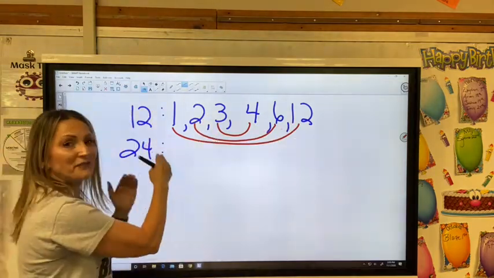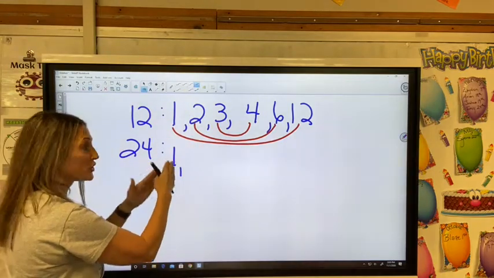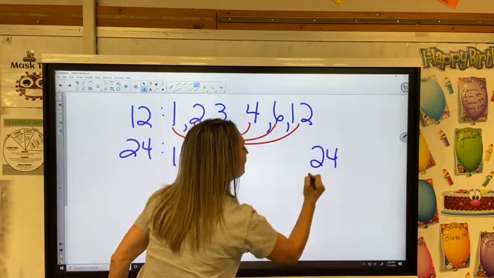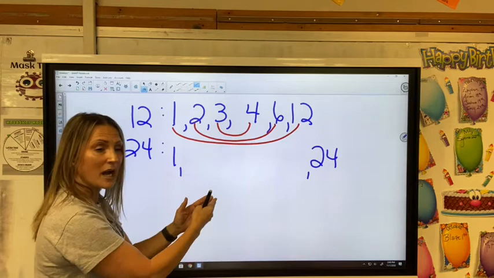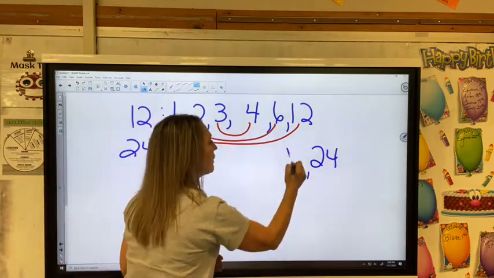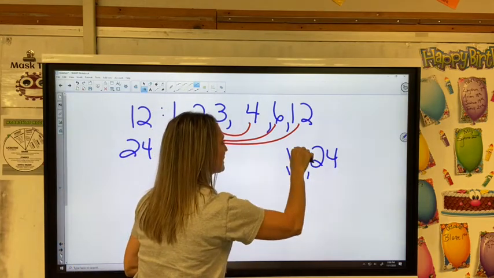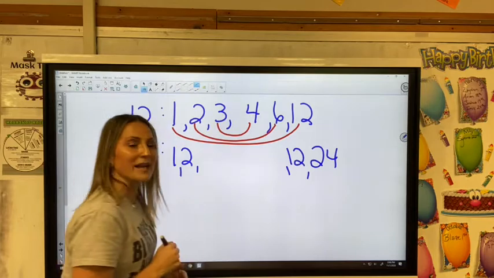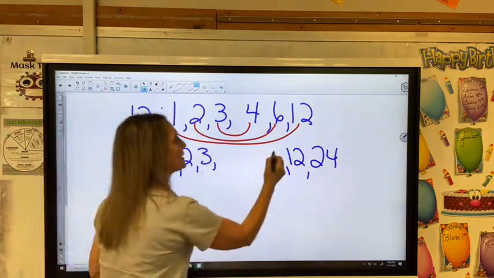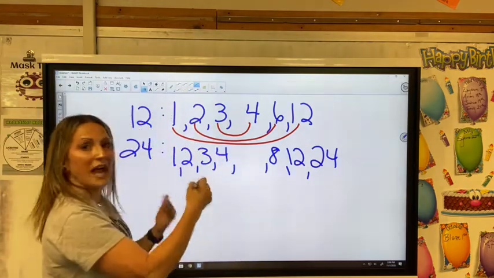We then come and find the factors of 24. When you start with 1, what times 1 gives you 24? 24. Then you go to your next number. You see if there's anything times it. 2 times 12 gives you 24. 2 times 12. How about 3? Well, I know 3 times 8. How about 4? Well, I know 4 times 6.